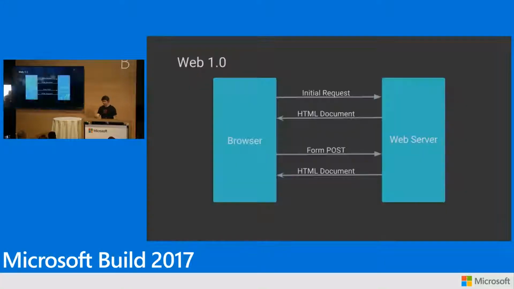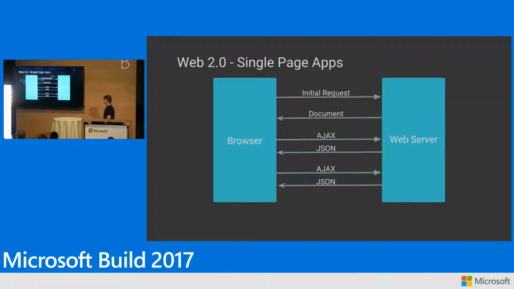Cool. OK, so just a quick review, right? Web 1.0, this is where we came from. This is where we all started. The basic idea is you have a server. That server builds you an HTML page. That HTML page gets sent out to your browser. Your browser renders it, repeat, right?